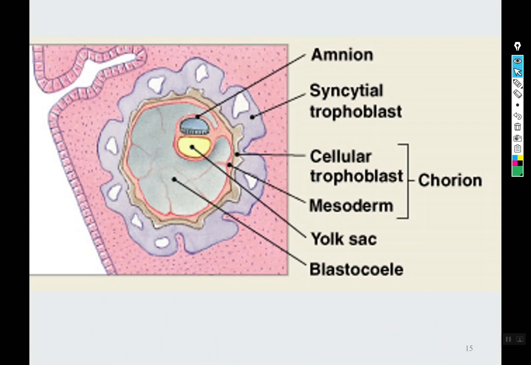So here's a nice drawing of what that starts out looking like. So obviously this does not look like one of these, but it's showing you how the chorion, which is the cellular trophoblast and parts of the mesoderm, end up helping to form the wall. And the syncytial trophoblast is going to start invaginating the wall even further and end up forming chorionic villi. So the blastocele is this area in the middle of the yolk sac in total.